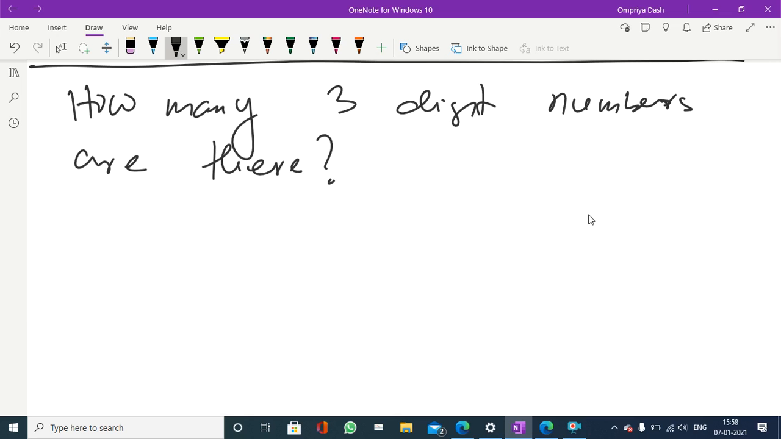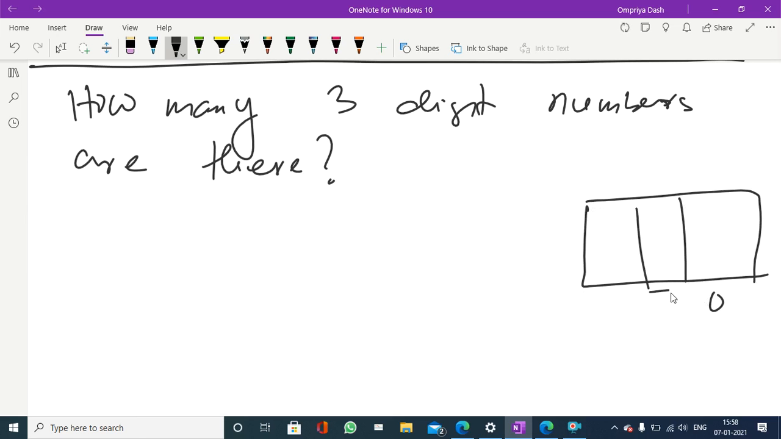So we want to form a 3-digit number. That means we have to fill 3 places: ones place, tens place, hundreds place. And here there are no restrictions. It is not asking us to use only 1, 2, 3 or 3, 2, 5. Repetition is allowed in this case. It is asking how many different ways you can form a 3-digit number. It is not asking that you should form a 3-digit number using only 4, 5, 6 or only 7, 8, 9. You can use any digit: 0, 1, 2, 3, 4, 5, 6, 7, 8, 9. Any of the digits you can use here.